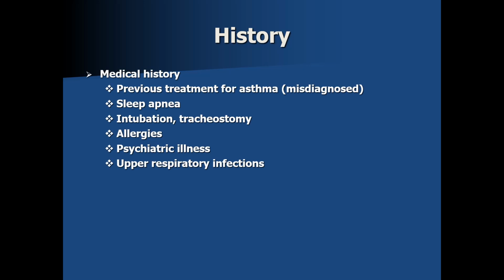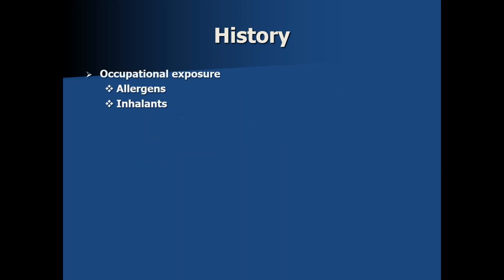The medical history may include previous treatment for asthma, where the original condition has been misdiagnosed as asthma, such as vocal cord dysfunction. There also may be a history involving sleep apnea, possibly a history of intubation or tracheostomy, allergies, psychiatric illness, and also upper respiratory infections. There also may be a history of occupational exposure to either allergens or other forms of inhalants.